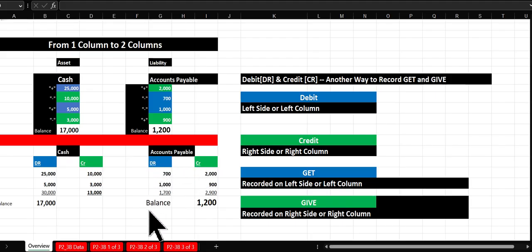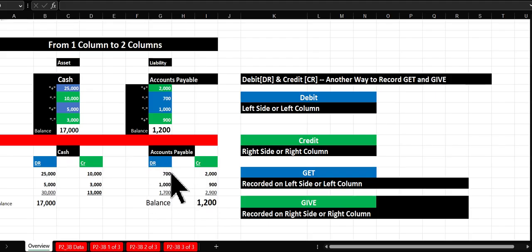We have a column on the left to record all the debits and a column on the right to record all the credits. Remember, a debit is made whenever we have a get, regardless of the account, and a give is recorded on the right, regardless of the account. So now we have all the credits on one side and all the debits on the other side.